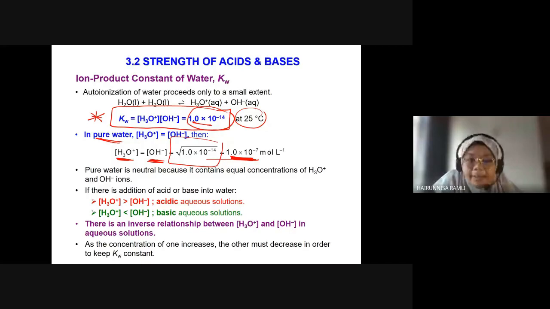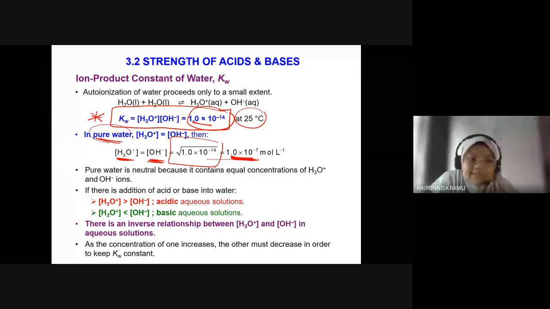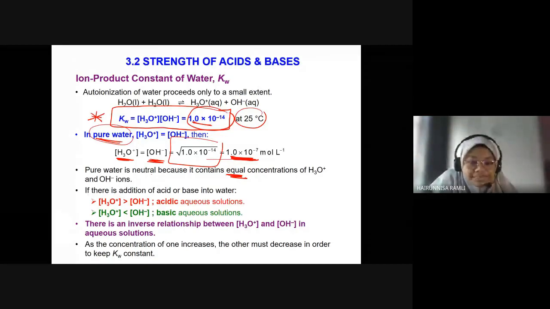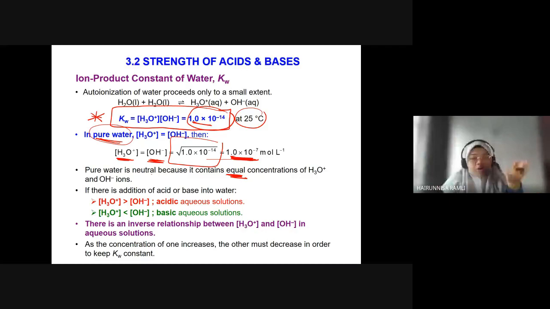Okay? 1 times 10 to the power of negative 7 is the concentration. Pure water, okay, because it is neutral, so that's why the values are the same. So pure water is neutral because it contains equal, as I mentioned earlier, equal concentration. So if there is an addition of acids or base in water, imagine water is already neutral, so its value should be 1 times 10 to the power of negative 14.